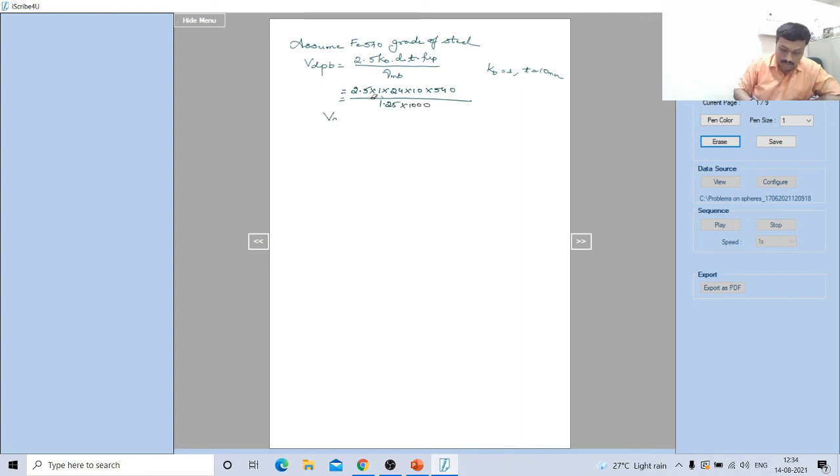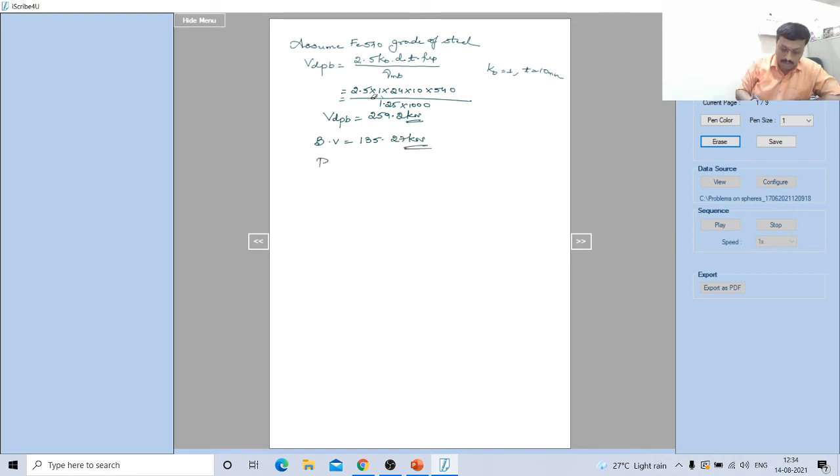Okay, so VDPB will be 259.2 kilonewtons. Therefore, the bolt value will be the least of the above two. So it is 135.27 kilonewtons, nothing but the shear capacity of the bolt.